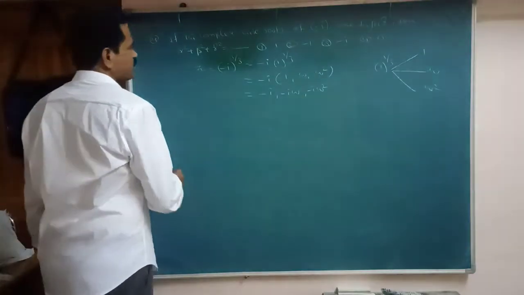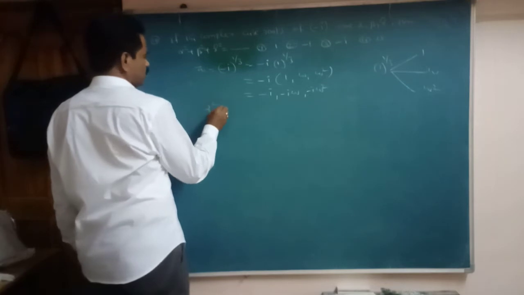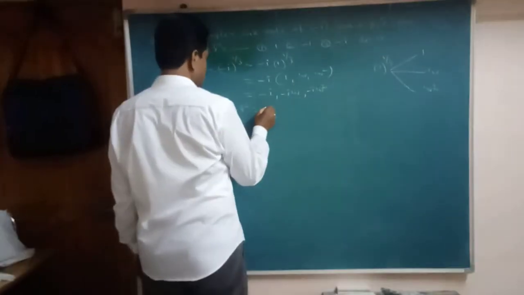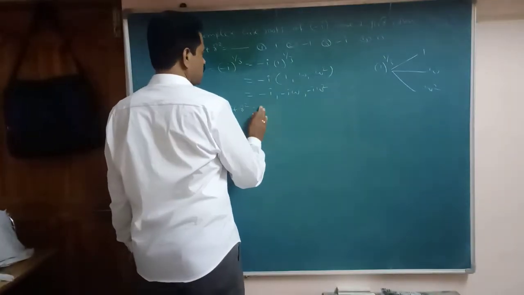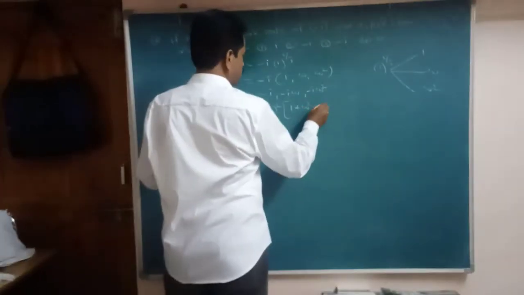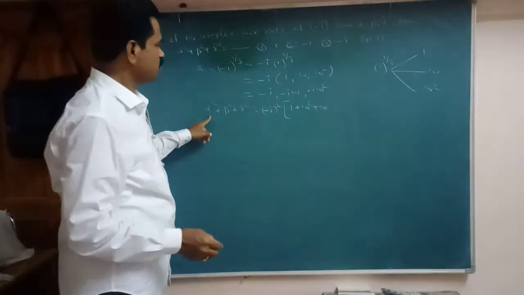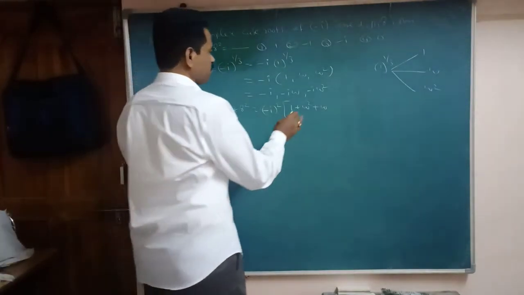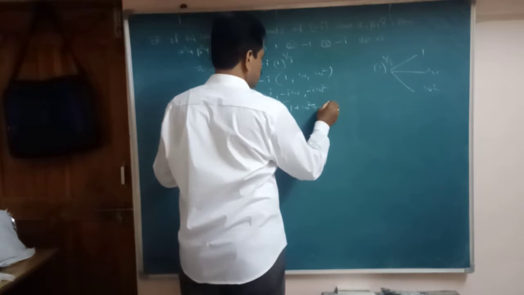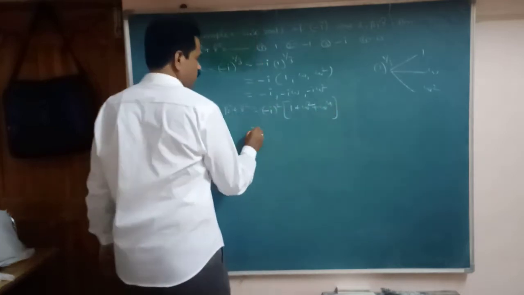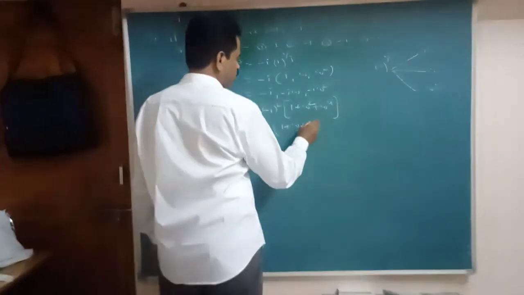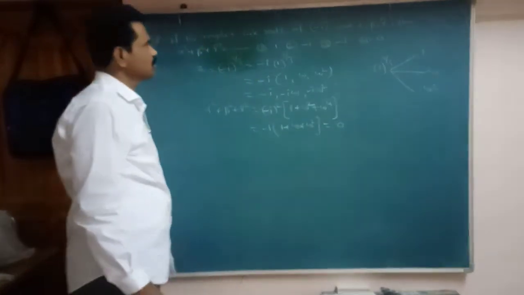So alpha square plus beta square plus gamma square. Taking minus I common, minus I whole square, remaining is 1 square plus omega square plus omega square whole square. That is omega power 4, which is omega. That equals minus I square, which is minus 1, into 1 plus omega plus omega square. This value is 0. So the fourth option.